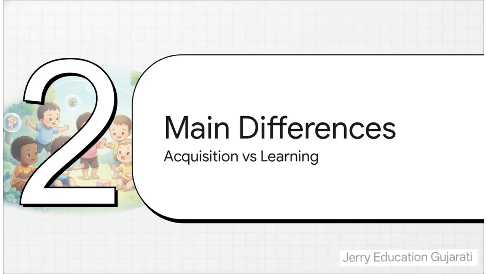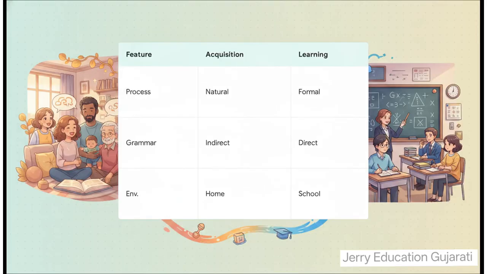Moving on to Section 4. Acquisition versus learning. The main differences. Okay, understanding these concepts on their own is great, but putting them side by side is where it really clicks. Think of this table as your ultimate cheat sheet. Acquisition lives in the informal, subconscious environment of the home, right? Learning demands the direct, conscious, rule-heavy environment of a school. One relies on daily conversation to master a mother tongue without even thinking about grammar, while the other leans on a teacher and a book to directly teach grammar for a second language.